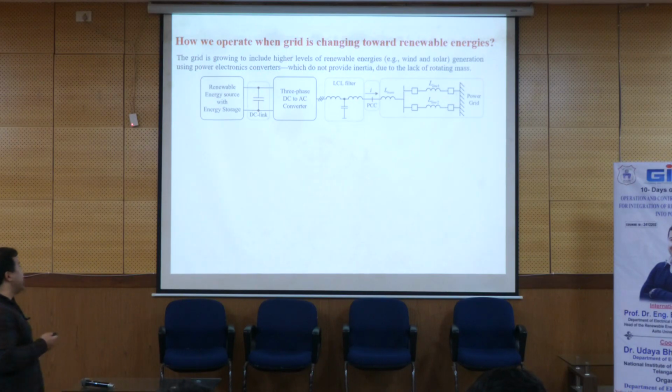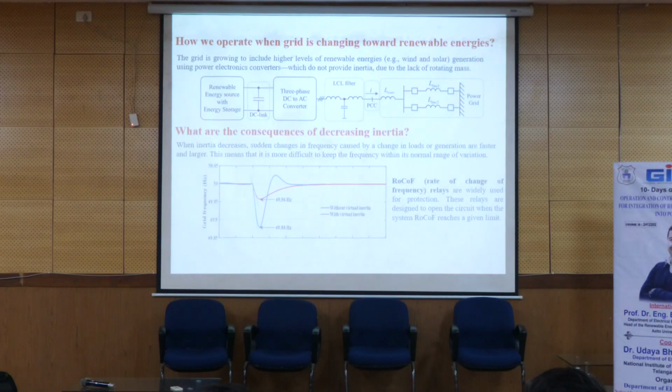So in this case, if you look here, we have the renewable energy, we have the converter, we have the filter, and we have the grid. But the thing that we are lacking is that this type of technology cannot provide rotating mass. They don't have rotating mass, and they cannot provide inertia for the grid. And then the problem happens for the stability of the grid.